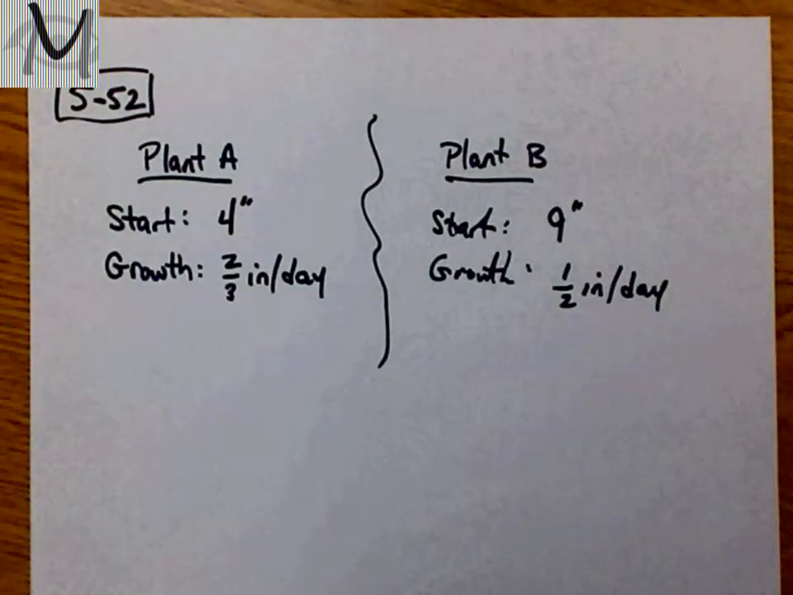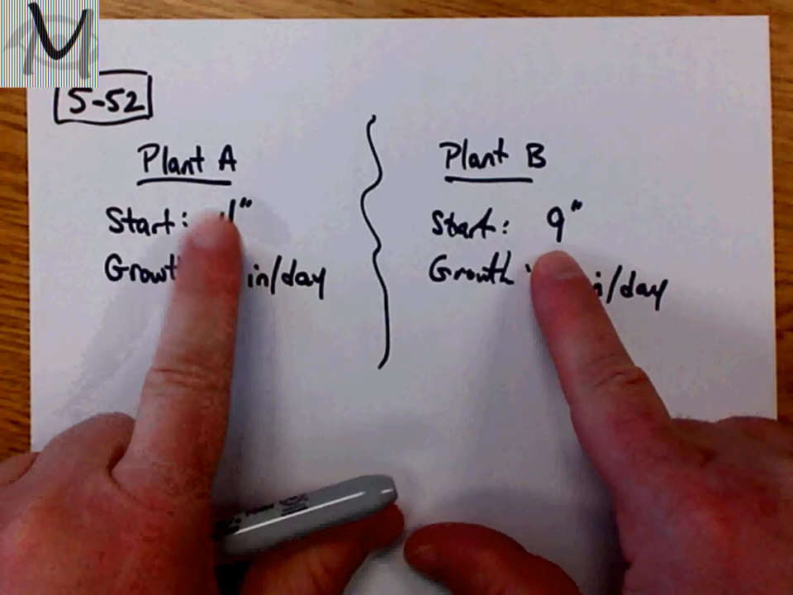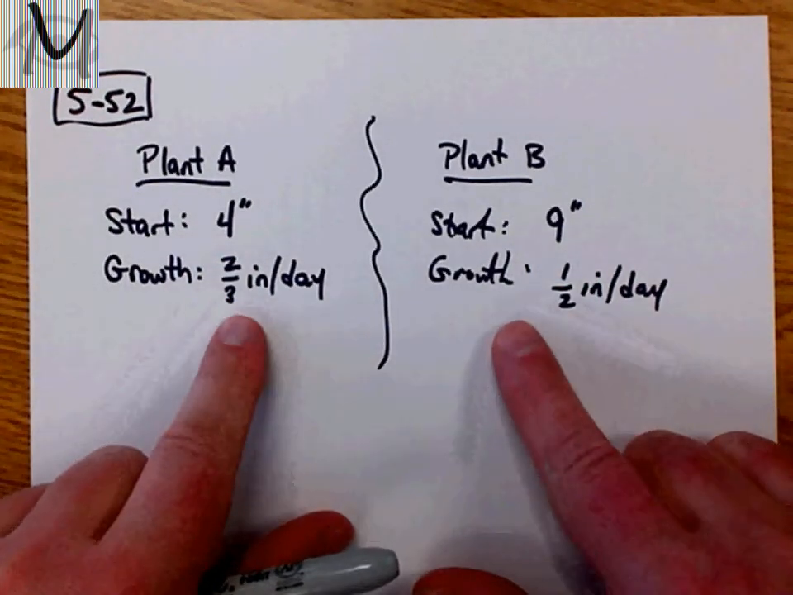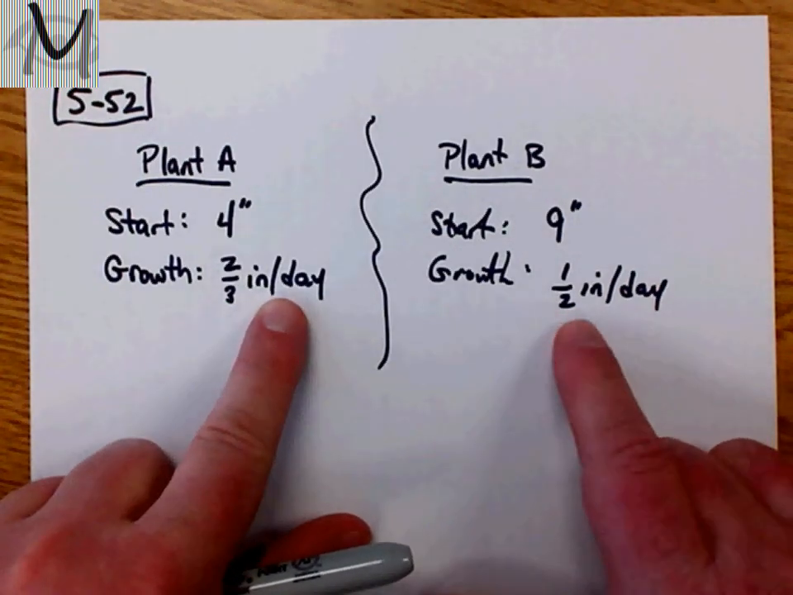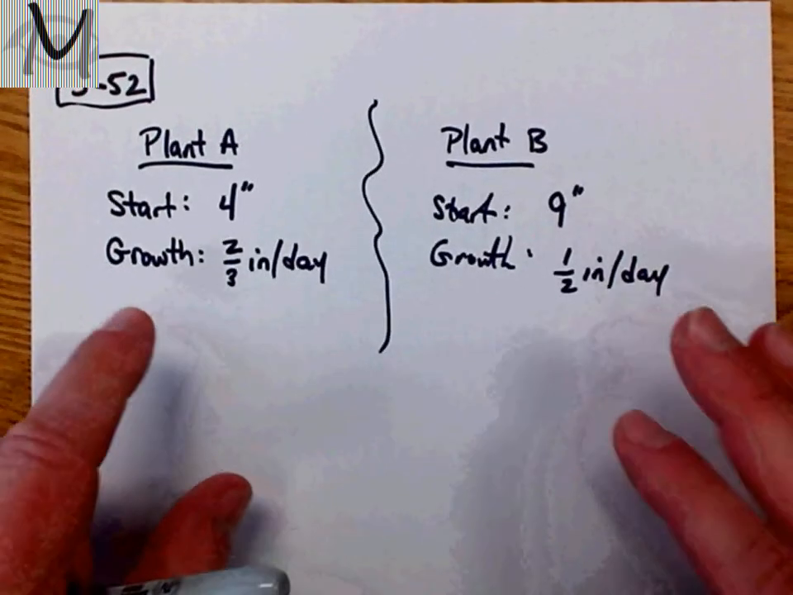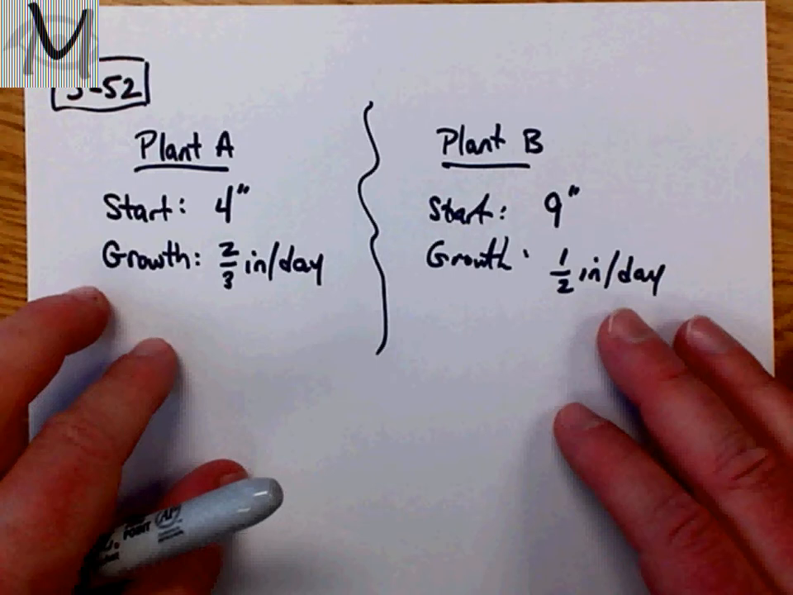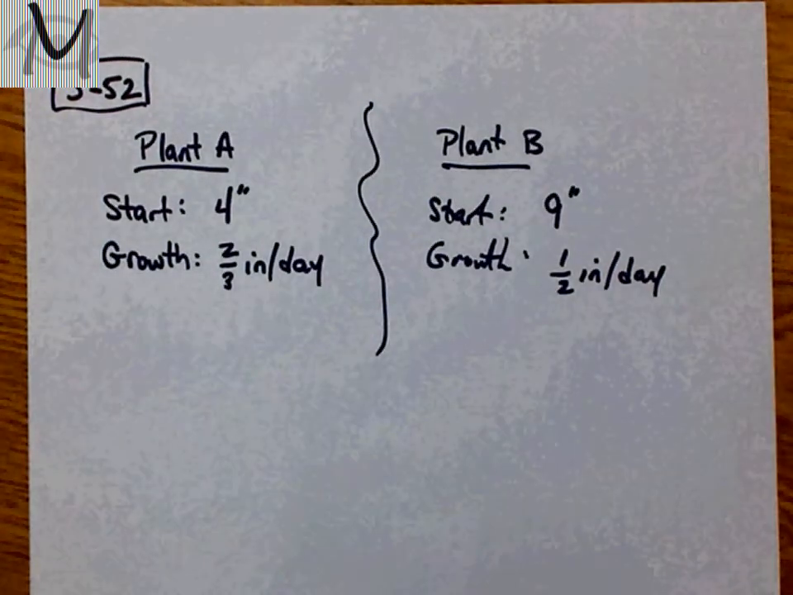Problem 52 refers to growing two plants, and we have how tall they start out, 4 inches versus 9 inches, and then the growth rate per day, 2/3 of an inch and 1/2 of an inch each day. And question 1 says to solve this system of equations to find out when they will be the same height.